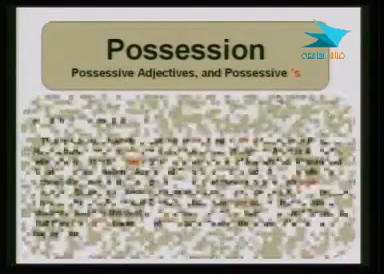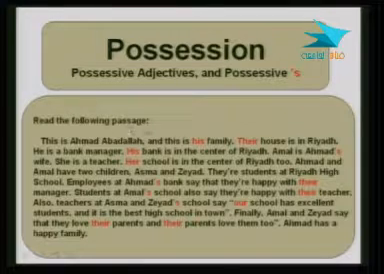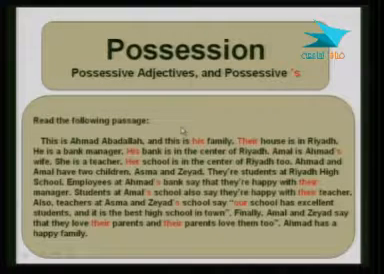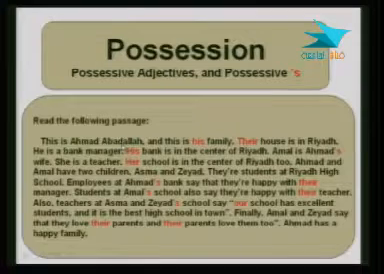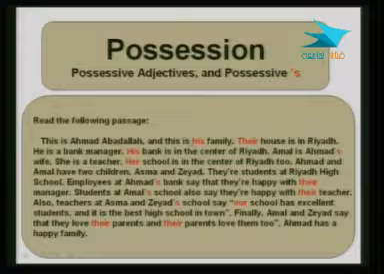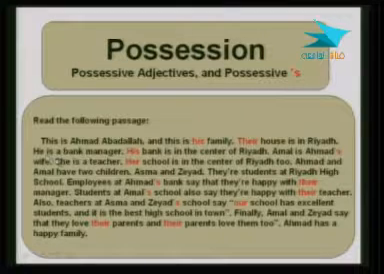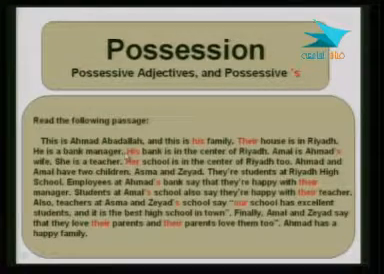Again, let's read this passage together. Read the following passage, and after that we'll discuss it. We'll have some questions about it. This is Ahmed Abdullah, and this is his wife. This is his family. So this is Ahmed Abdullah, and this is his family. Their house is in Riyadh. He is a bank manager.